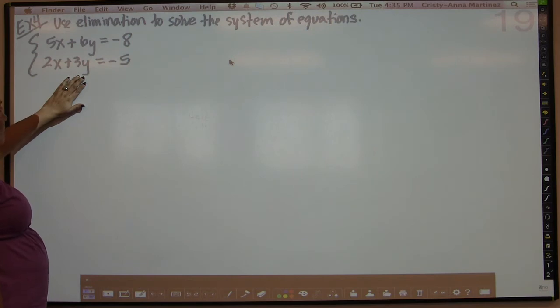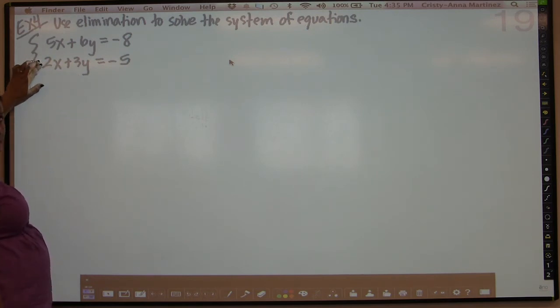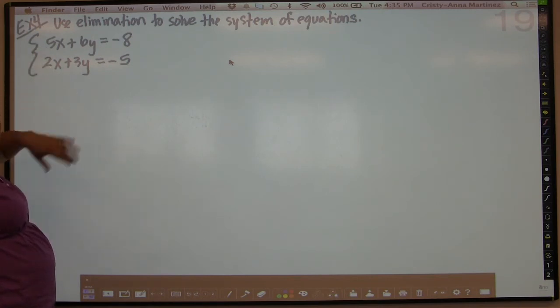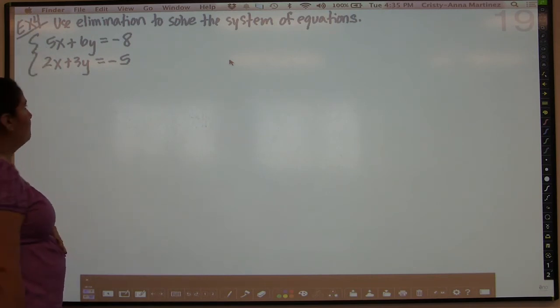You have a couple of options. The least common multiple between 5 and 2 is 10. So that would mean that I would have to multiply the first equation by a 2 to get 10 from this 5. And I would have to multiply the second equation by a negative 5 to get negative 10. If I were to do that, then I'd get positive 10, negative 10. They would cancel. But that would require 2 steps.